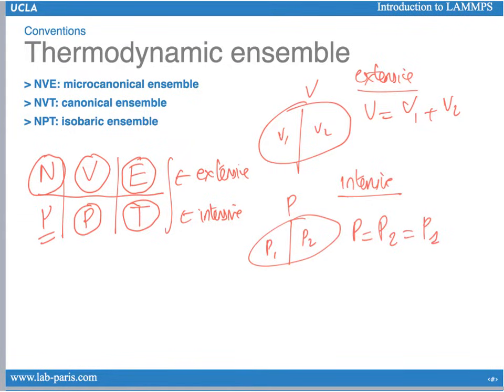And finally, if what you want is to simulate a system that is at a constant temperature, for example, 300 Kelvin, and a constant pressure, for example, 1 atmosphere, the pressure that you experience in normal atmospheric pressure, then you are working in the isobaric ensemble, which is called the NPT ensemble.